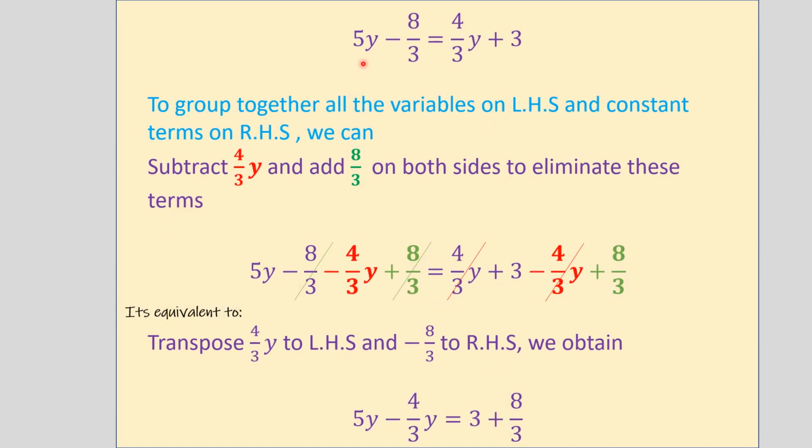We have the equation 5y minus 8 by 3 is equal to 4 by 3 y plus 3. To solve this algebraic equation, we will group all the variable terms at one place, maybe on the left hand side, and all the constant terms will be grouped together on the right hand side. To do this, we can simply transpose the 4 by 3 y term to the left hand side, and also 8 by 3 can be transposed to the right hand side. But adding these fractions is always difficult and time consuming.